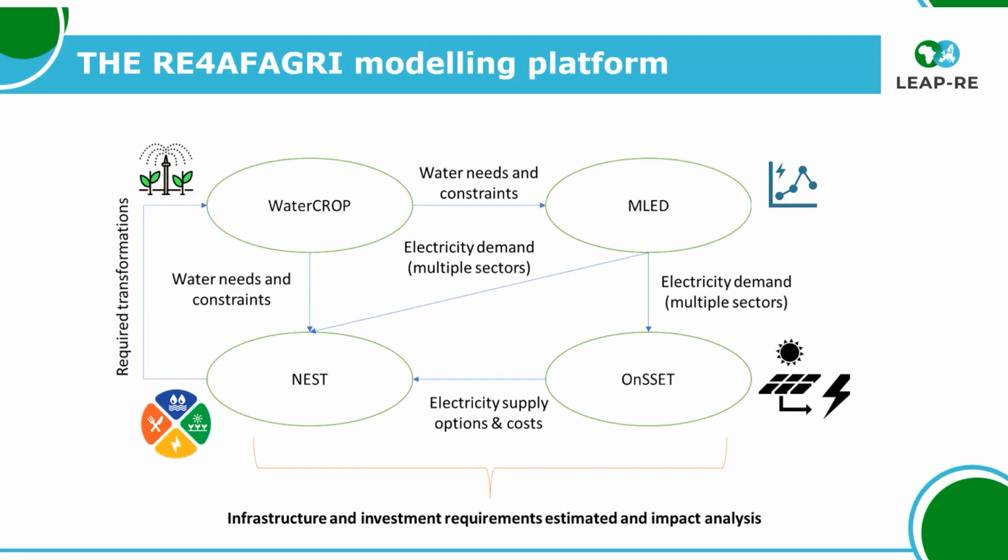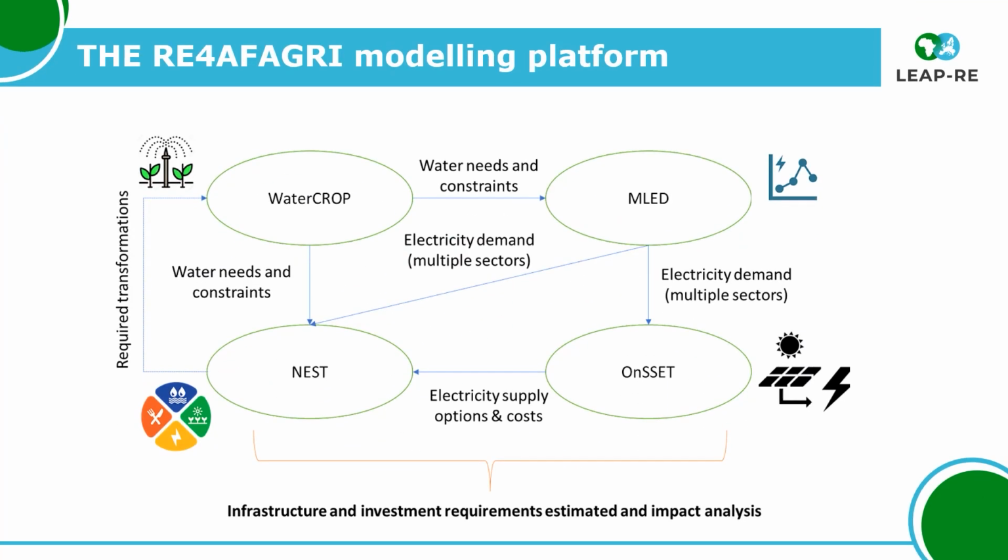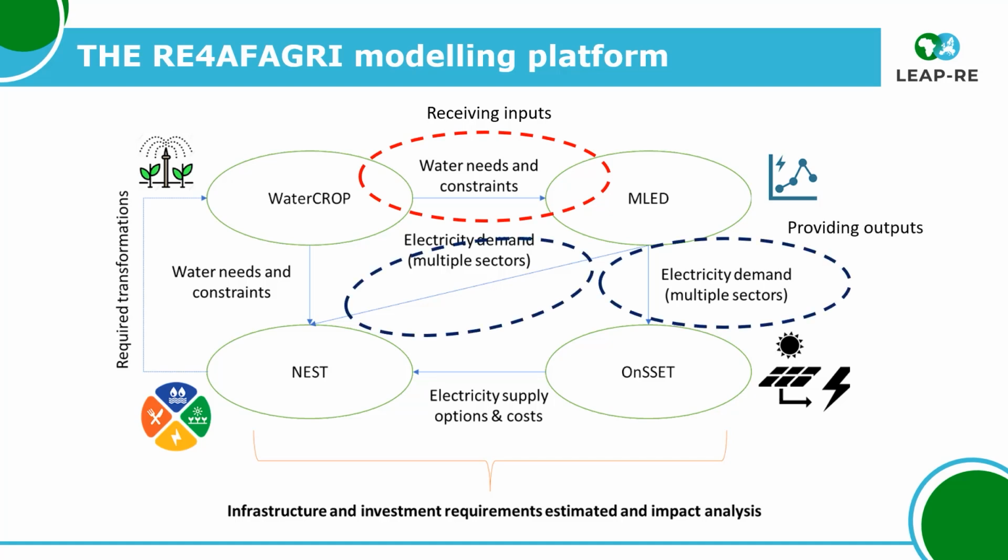In terms of checking the results of the model run, in the RE4AFAGRi modeling platform, as we have already seen, the MLED model receives inputs from the water crop model in terms of water demand for irrigation that affects water pumping energy and crop processing requirements. And then it provides output to the onset and the nest models. So the electricity demand that is estimated in MLED goes into the onset model to assess optimal energy access solutions and systems, and to the nest model to plan the energy system in synergy with the water and the land sectors.